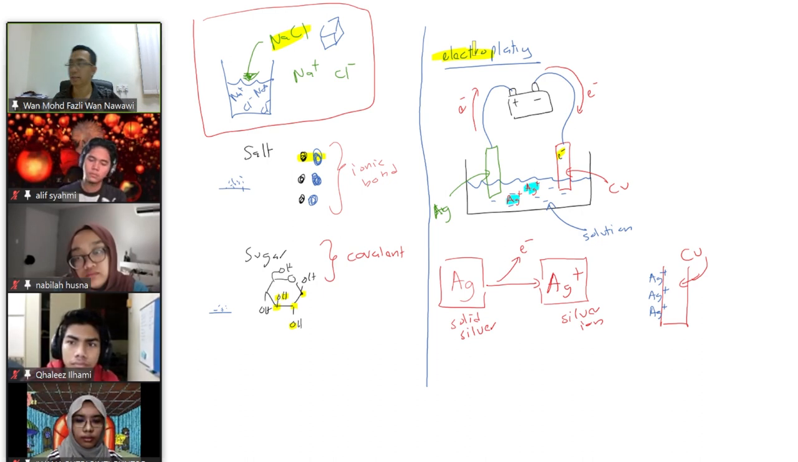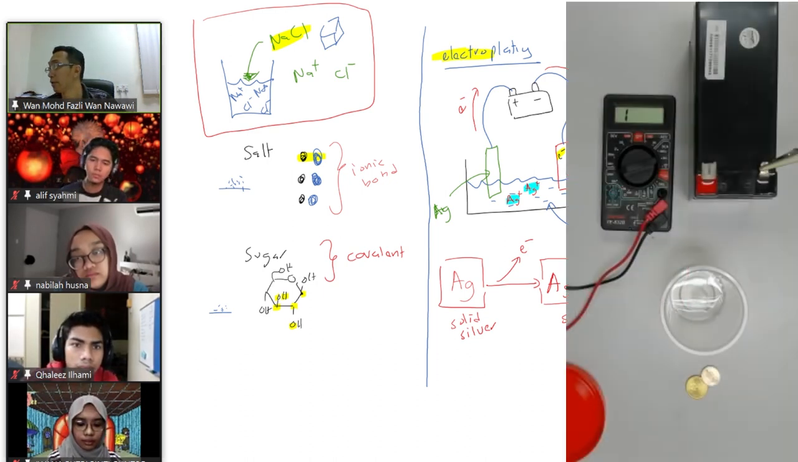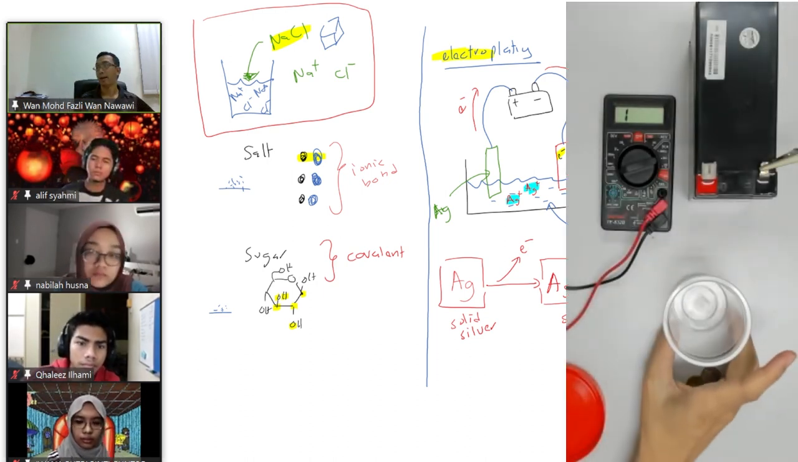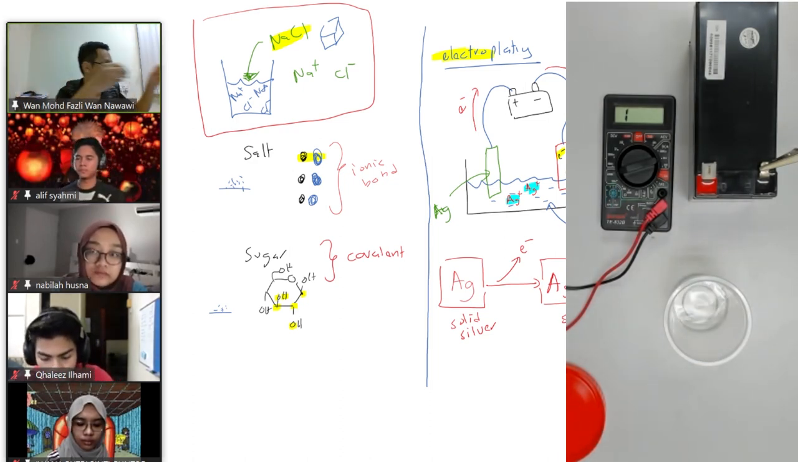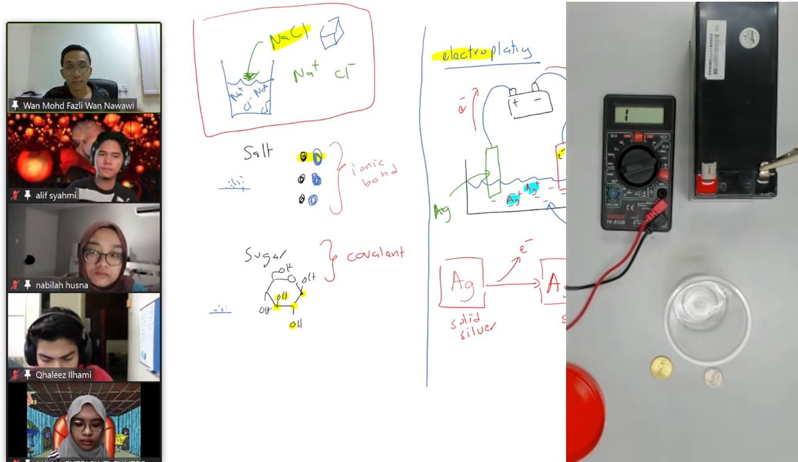Okay, so you can see this thing. Okay, let me put it here. So now let's say I put this thing. We can use this, put here. You cannot see. So you can see that thing.